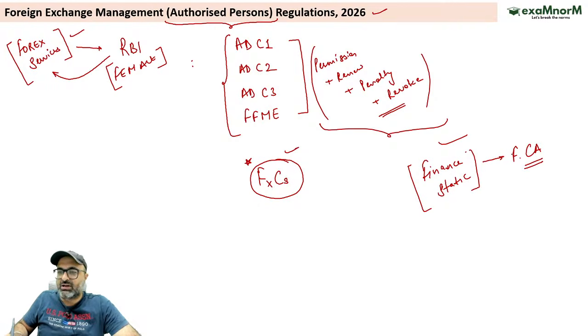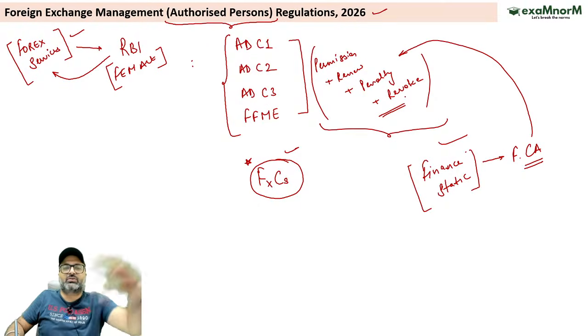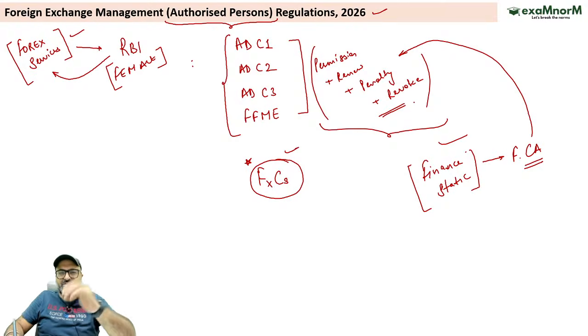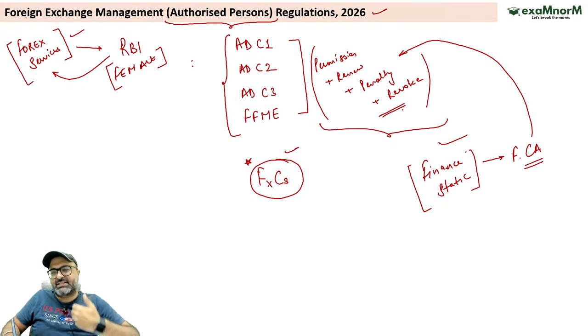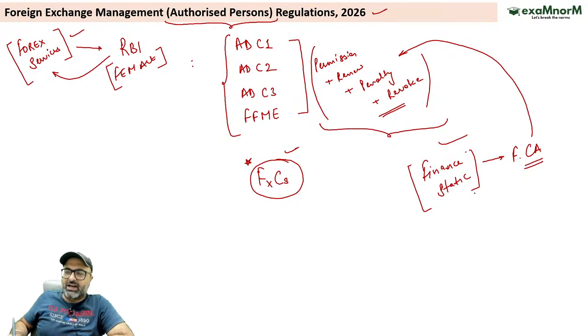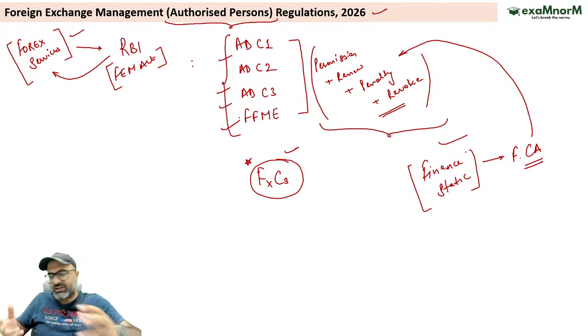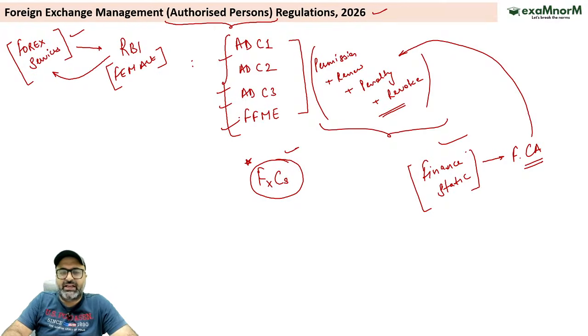Like today, the current affairs news talks about the authorized dealers, the process of providing the license and charging the penalty. Along with that, you should know in much detail what is an authorized dealer, what is an authorized dealer category 3, and what is a full-fledged money changer.